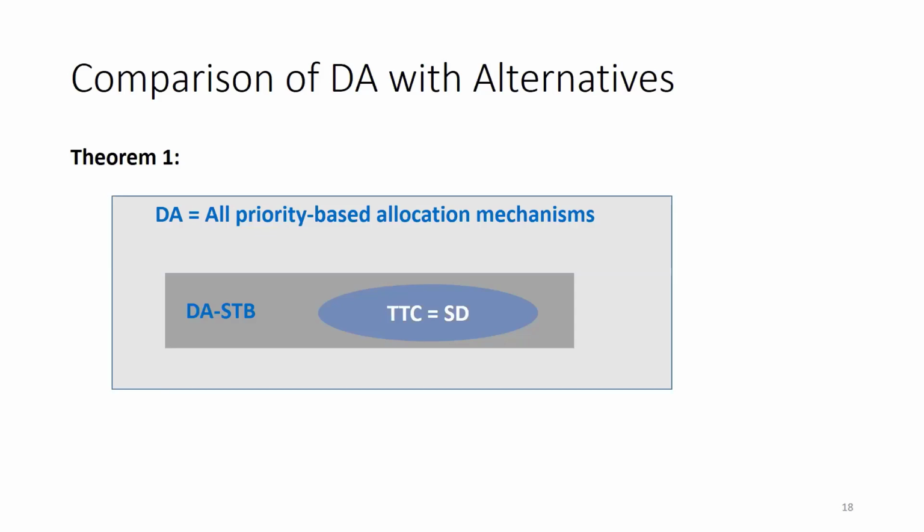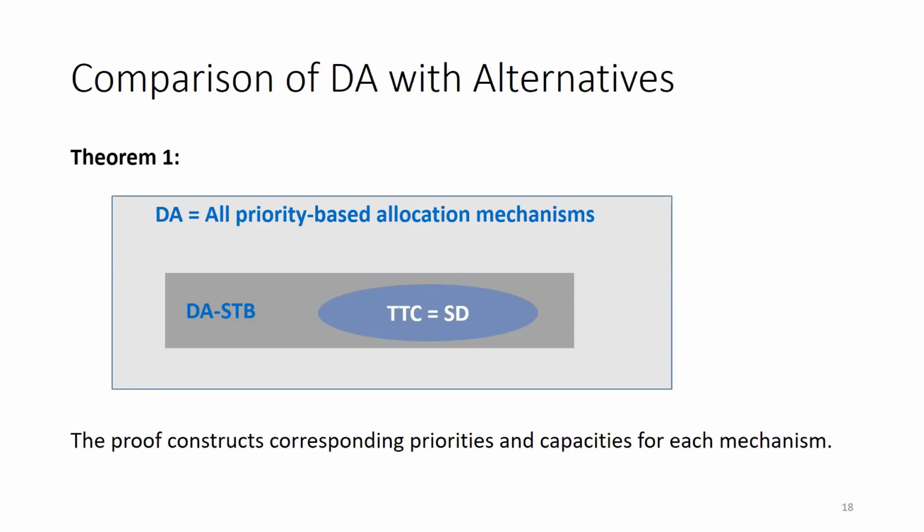And serial dictatorship is one where we order students by priorities and have each student pick their favorite school among those remaining. And this characterization helps us see that if we have flexible inputs, deferred acceptance is all we need. And the proof also constructs the corresponding priorities and capacities to implement various outcomes. And this helps us because once we can compute the allocation we want, we can use the proof to back out how to implement it.